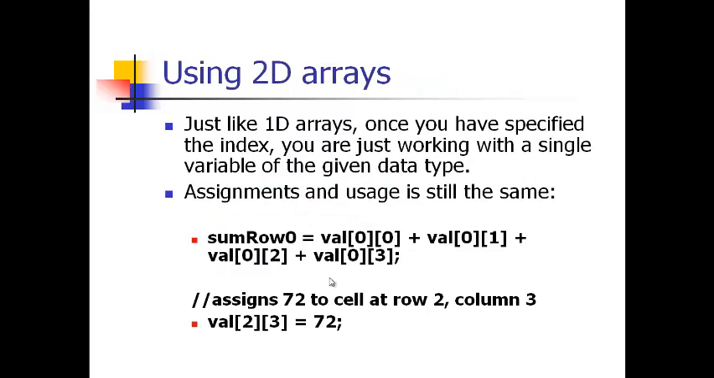Using two-dimensional arrays. Just like a one-dimensional array, once you specify the index, you are just working with a single variable of the given data type. Assignments and uses are still the same. Sum row 0 equal to val of row 0 and column 0, plus val of row 0 and column 1, plus val of row 0 and column 2, plus val of row 0 and column 3.